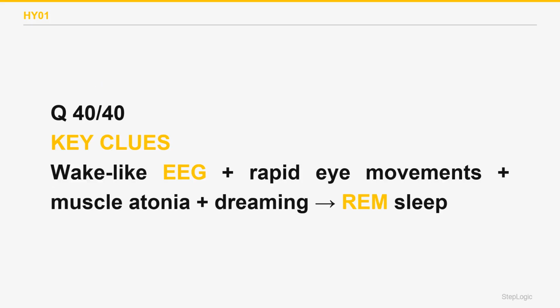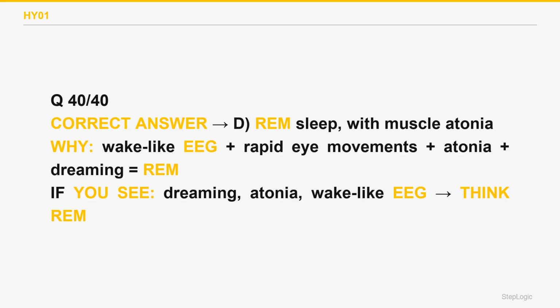REM sleep shows an EEG that paradoxically resembles wakefulness, low voltage, high frequency, beta-like, rapid eye movements, and profound skeletal muscle atonia that prevents acting out dreams. It is when most vivid dreaming occurs, is driven by high acetylcholine, and lengthens across the night toward morning. The correct answer is D.